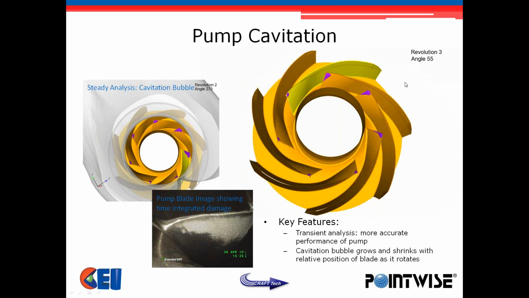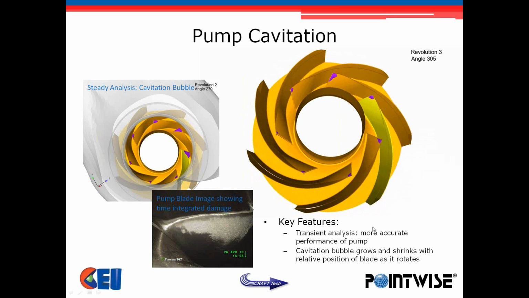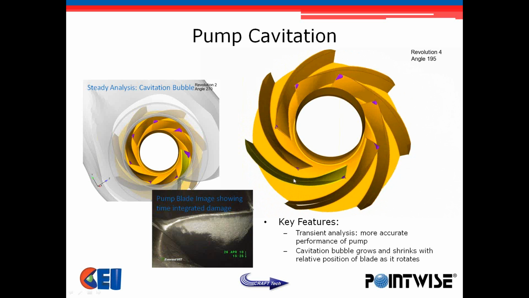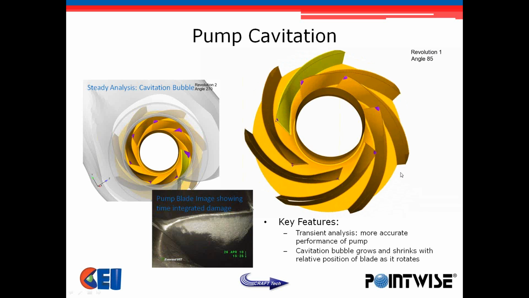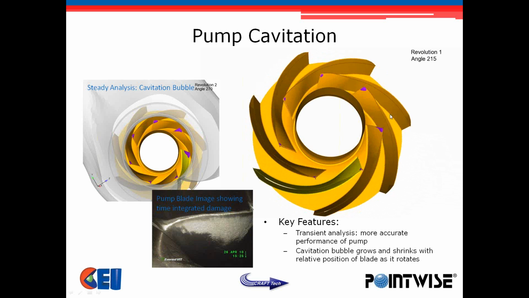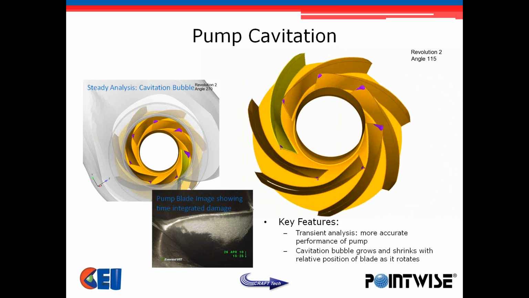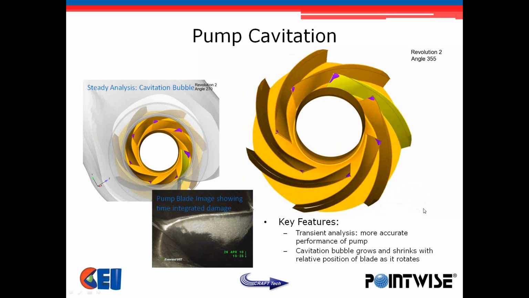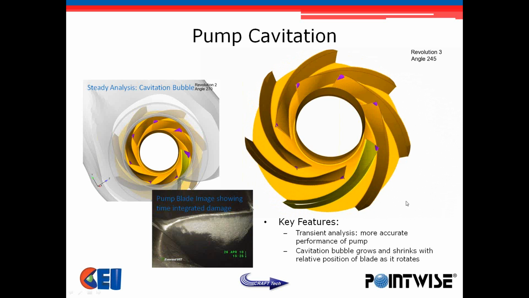An unsteady analysis was done to get a more accurate performance of the pump, and that's what this animation is on the right here. You can see as the impeller rotates around, the cavity on the leading edge of the blade gets larger and smaller based on its relative position in that non-uniform inflow coming in through the inlet. So that was an important feature to capture.